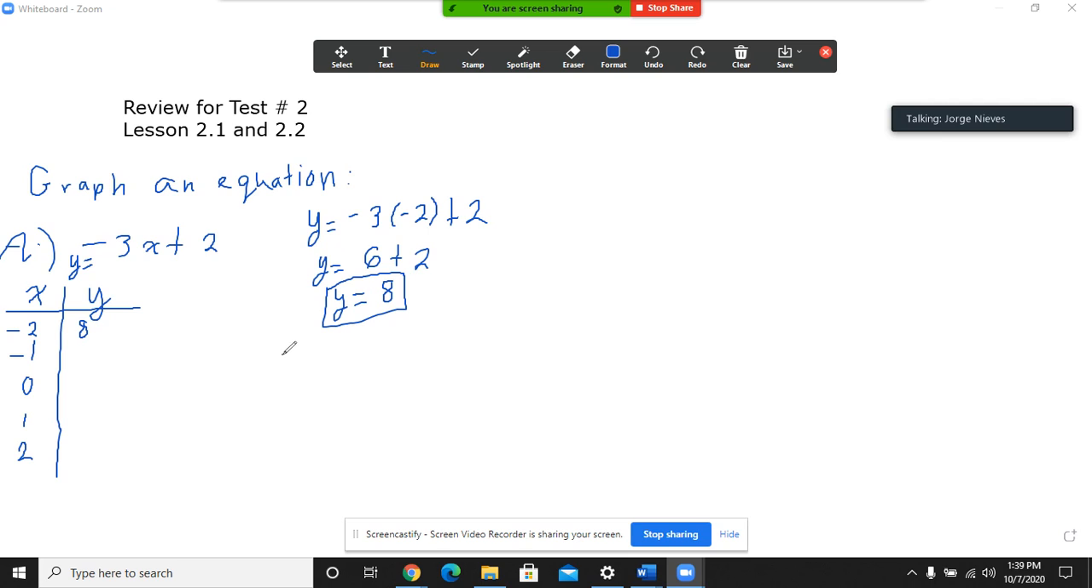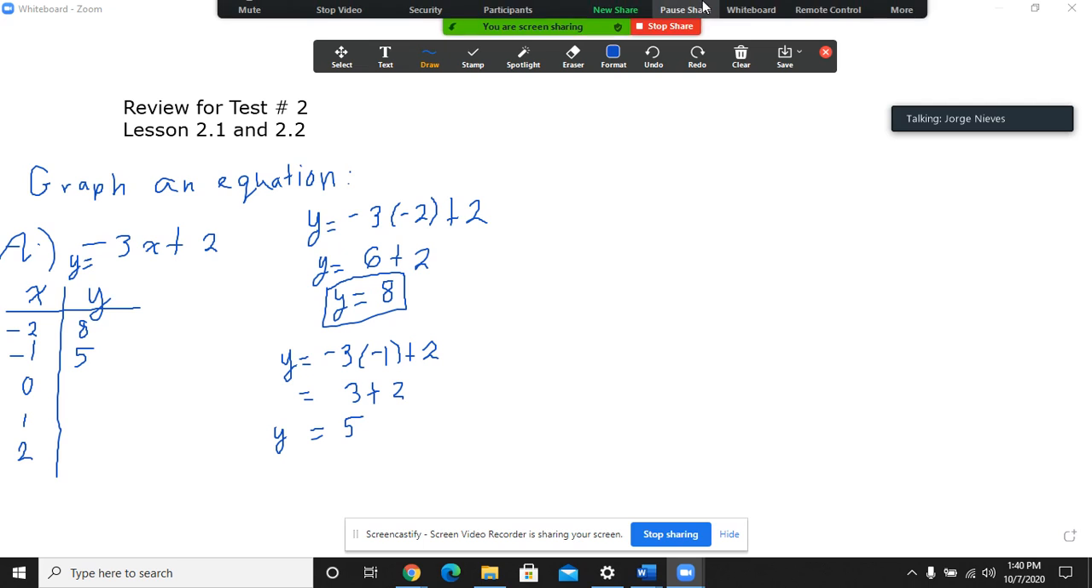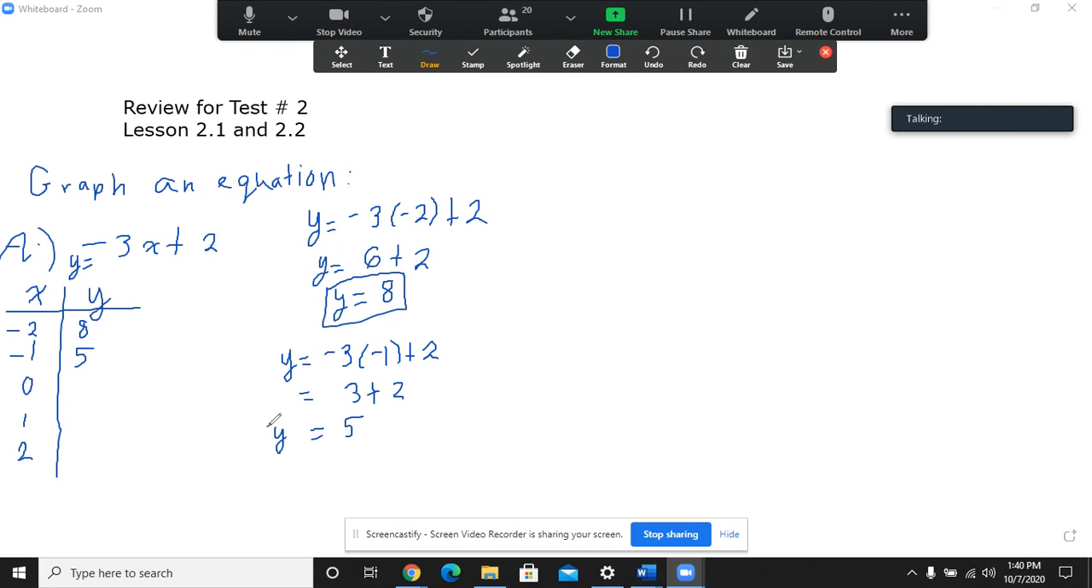So for the other value, we're going to evaluate the same equation. It's going to be negative 3, and the x value is going to be negative 1, plus 2. Negative 3 times negative 1 is positive 3. So now we add 3 plus 2. Any questions so far? So it's 5. This is how our table of values is looking. Let's continue with the other x values.